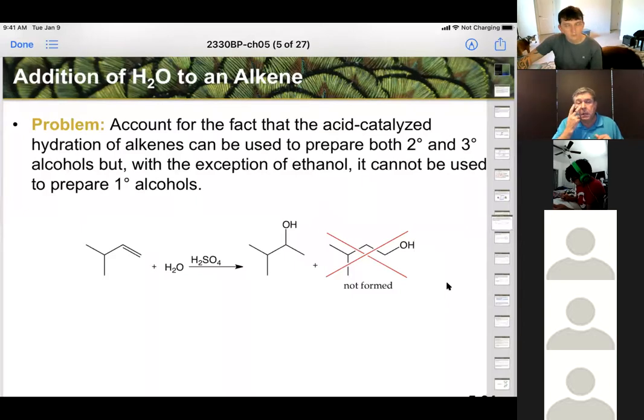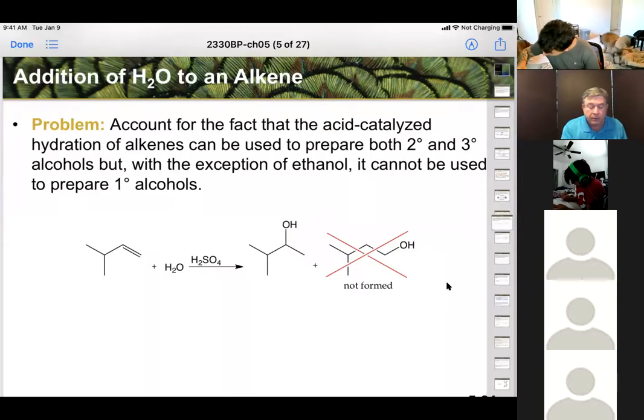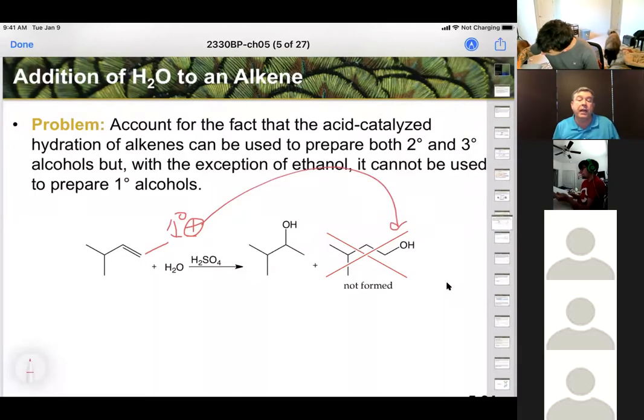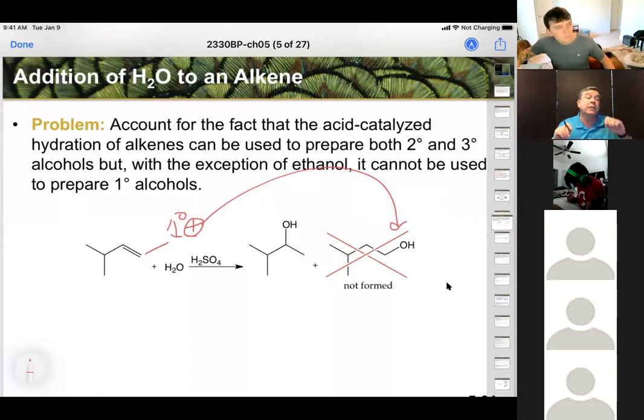Okay, so we can make secondary and tertiary alcohols, but we can't make the primary alcohol. And it comes down to carbocation stability. You are never going to form your primary carbocation. The only way to get to this primary alcohol is to have that primary carbocation react with water. So that's why we'll never see a primary alcohol made by the addition of water across an alkene.